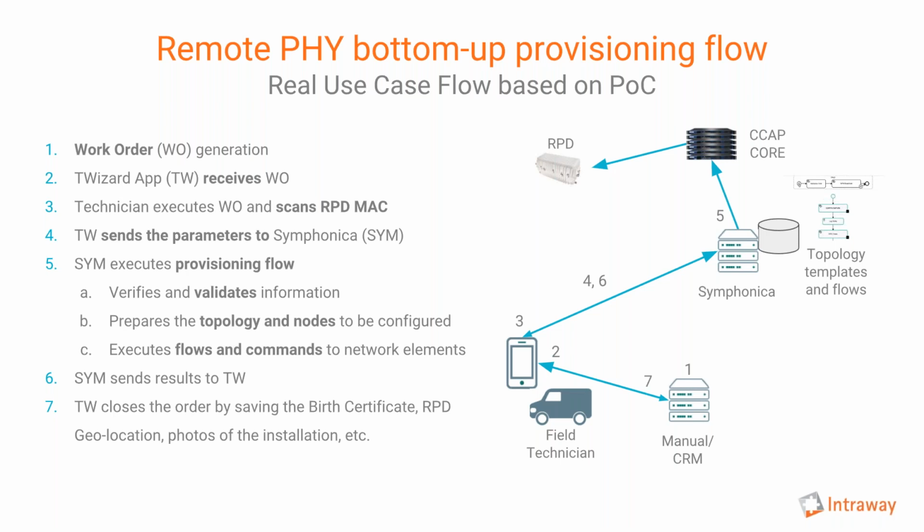In step 6, Symphonica informs the T-Wizard app that the installation was successful and reports the environmental and optical levels to generate a birth certificate of the RPD installation. Finally, T-Wizard closes the order by saving the birth certificate, the RPD geolocation, photos of the installation, and any additional comment that the technician wants to add for the installation record.